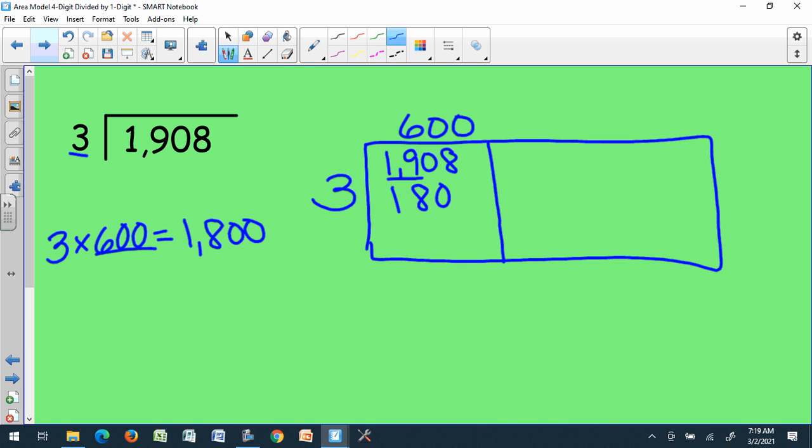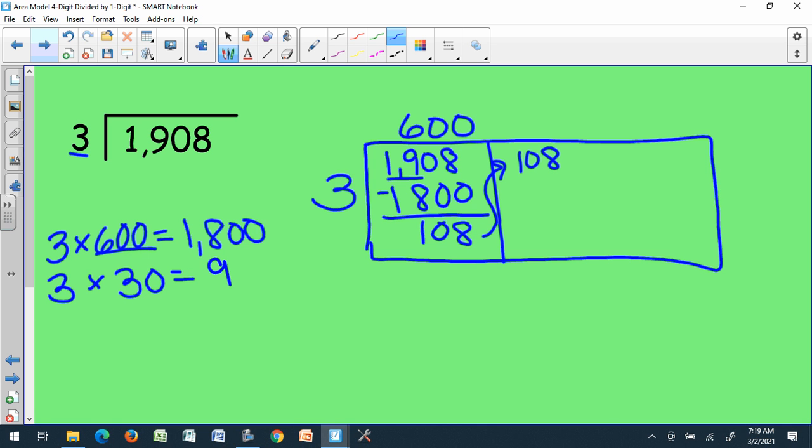I'm going to do my subtraction. That one was very close. I'm going to have left over 108, which is great. All right, thinking about my 3's, I know that 3 times 30 is 90. And then I know that 3 times 40 would be 120. That's too big, so 30 works. So I'm going to put my 30 up here, put my 90 down here, subtract, I know that's going to become my 18.